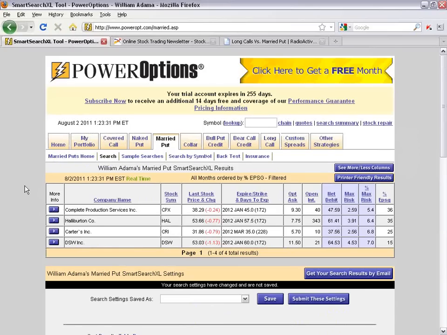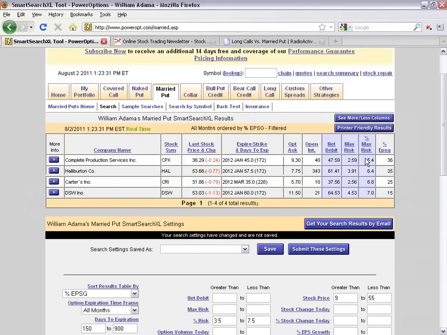All right. CPX at 38.29, buying the 45 put for risk of 5.4%. Halliburton at 53.66, looking at the 57.5 put for 6.4%. Now, let's take choice number 1. Why not? We'll use CPX. This is not a recommendation or suggestion. This is just a scenario for comparison. We're looking at a put that matches our criteria.